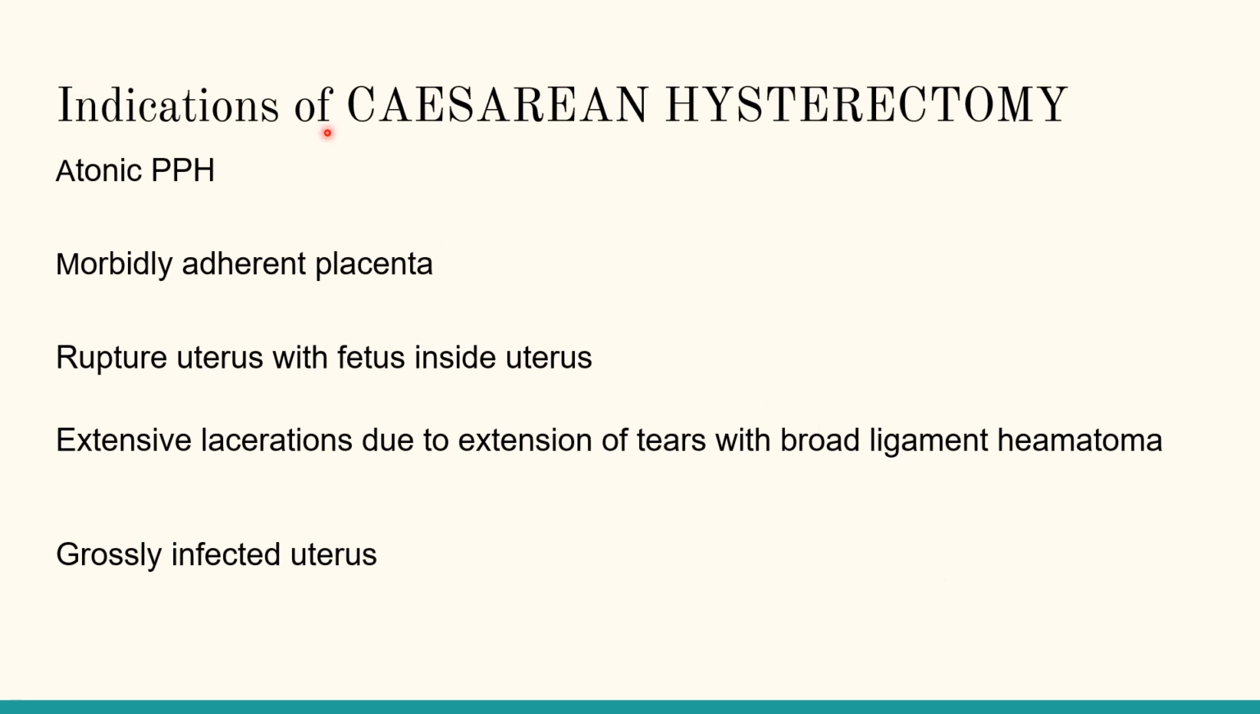What are the indications of cesarean hysterectomy? Sometimes the uterus has to be removed. So it is done only under particular conditions. If there is atonic PPH wherein all the other measures have failed and the uterus has to be removed. In the cases of morbidly adherent placenta, ruptured uterus with fetus inside the uterus, if there are extensive lacerations due to extension of tears with the broad ligament hematoma, or in the case of a grossly infected uterus.